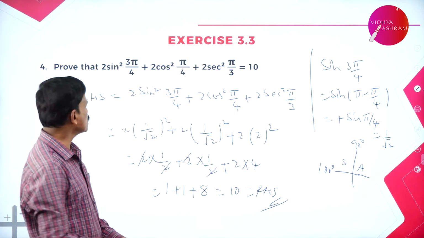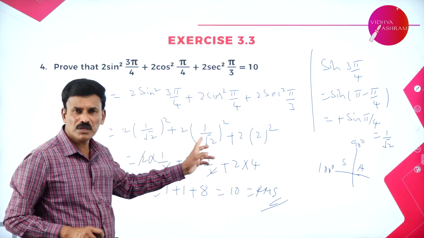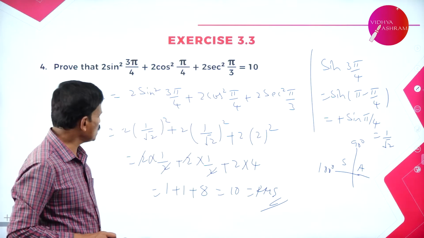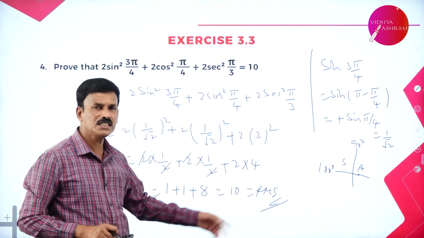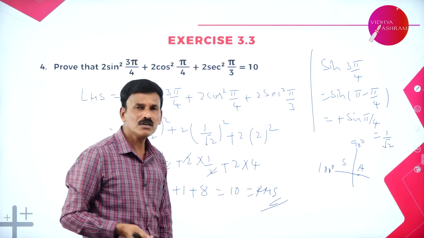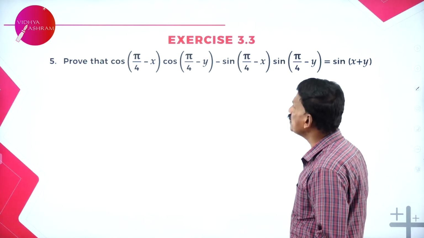That's it. Just substitute the value of sine 3 pi by 4 as 1 by root 2, cos pi by 4 is 1 by root 2, secant pi by 3 is 2 whole square, simplify, 2 gets cancelled, 2 gets cancelled, 1 plus 1 plus 4 2s are 8, plus 2 is 10, which is the required answer. Okay, now let us come to the next problem. Same type problem. What is the problem here?